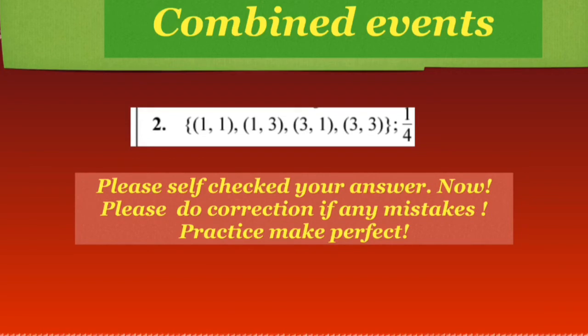So let's discuss the answer. The answer must be in a set form. So with a bracket, (1,1), (1,3), (3,1), and (3,3). Okay, you must list out all the possible outcomes in a set form. Then you have to find your probability. So you can take 4 over 16, which is equivalent to 1 over 4. Okay?